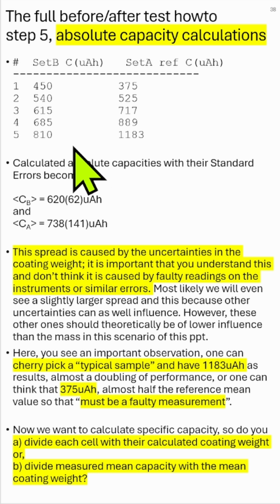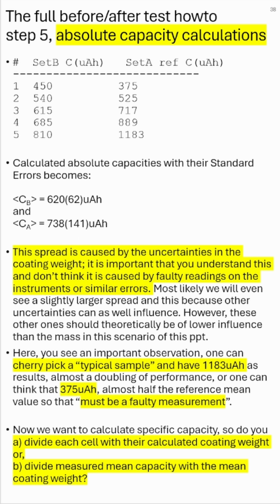We can do standard statistical calculation. We calculate the mean value of each of these 5 coin sets. And then we get that the mean value of the capacity before modification becomes 620. And we also get that the standard error is 62 microampere hours. And for the modified A set, the mean value of capacity, the absolute capacity, is 738 and standard error 141 microampere hours.